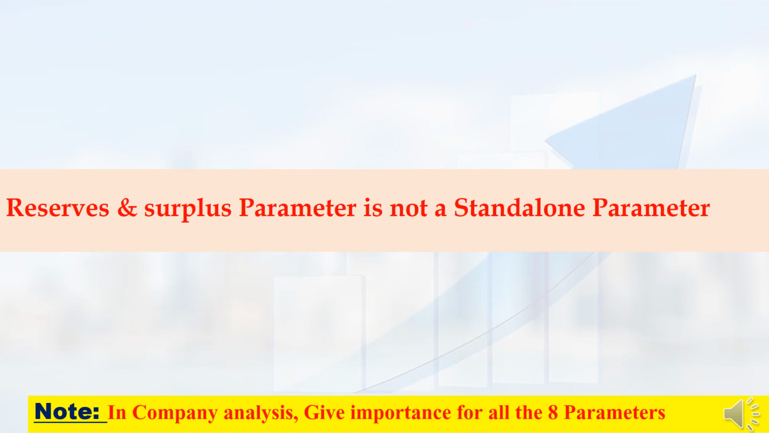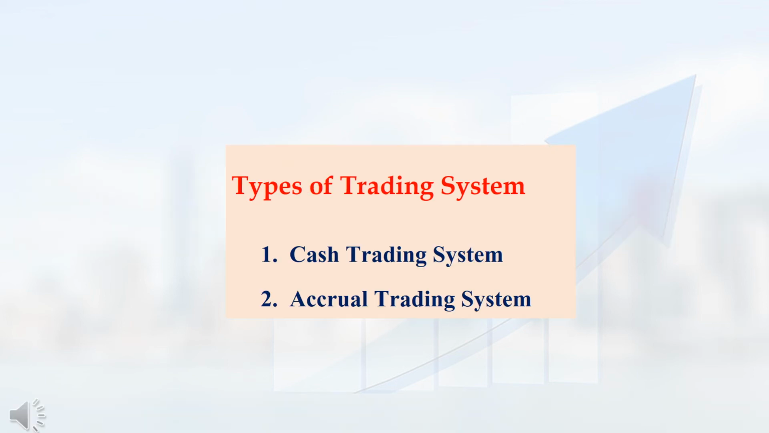Suppose any one company's reserves and surplus growth is very high, then by checking only this one parameter, we cannot invest in that company. What is the reason behind this? We will see now. Among the companies, there are two major types of trading system followed. One is the cash trading system, the second is the accrual trading system.